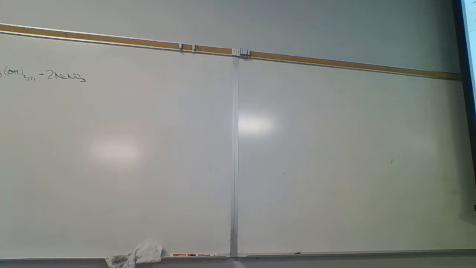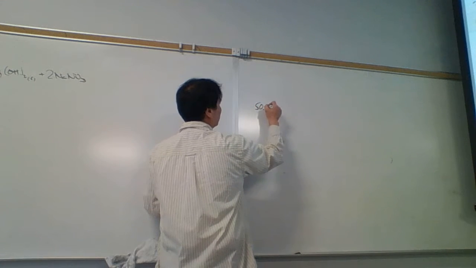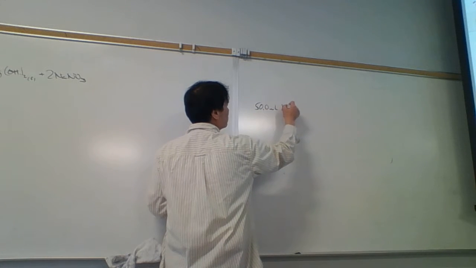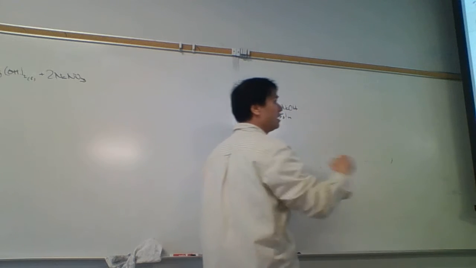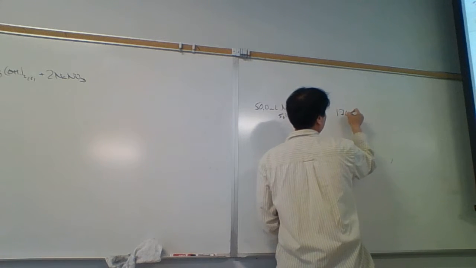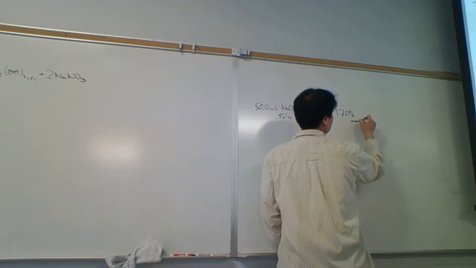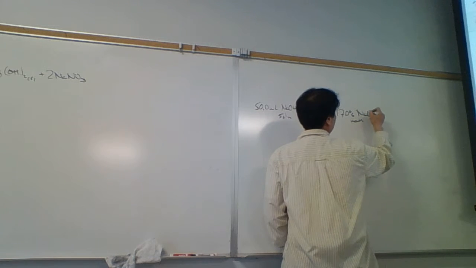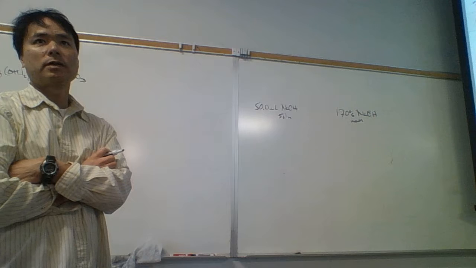But what do they give us here? They give us 50.0 milliliters of a mixture. It's sodium hydroxide solution. And then they tell us that the solution is 17.0% by mass sodium hydroxide. And so what does that mean here? 17.0% by mass.